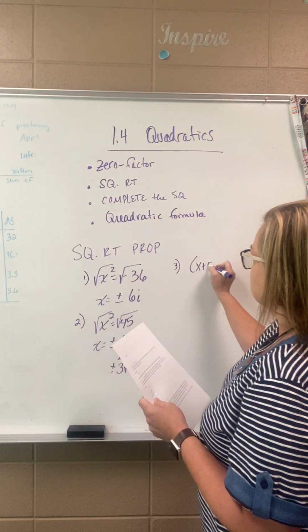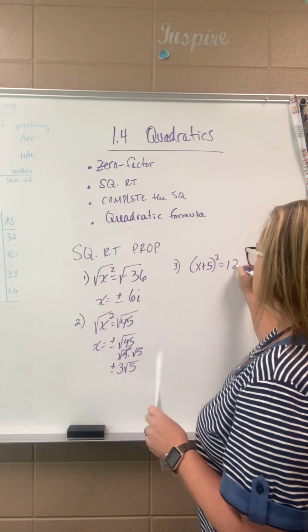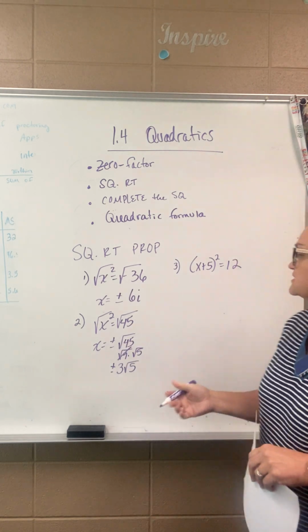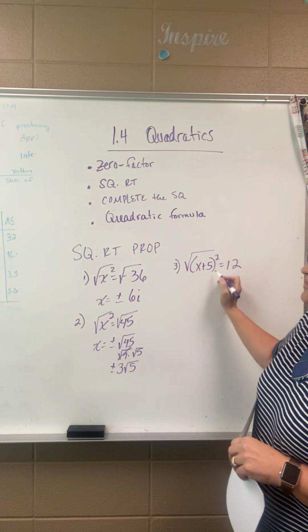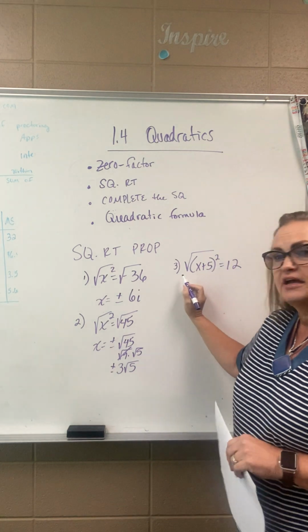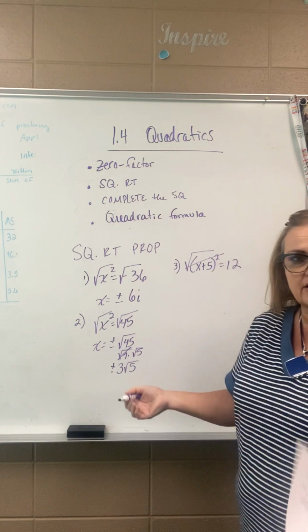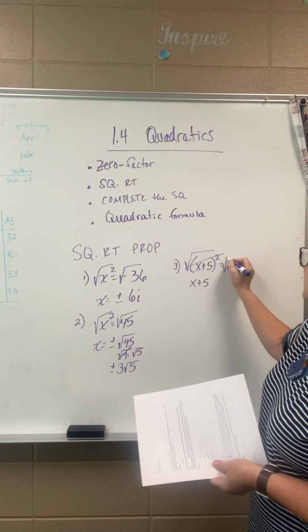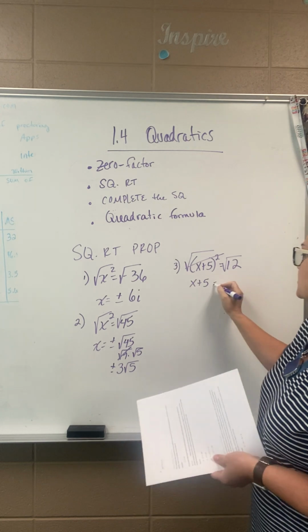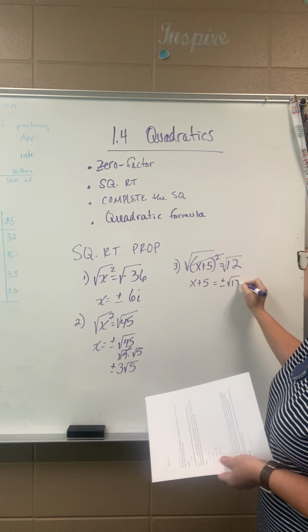Okay, number 3. If you had a quantity squared equals a constant, this process also works there. When you square root this quantity, the parentheses squared and then square root undoes that, releasing the x plus 5. What you do to one side, do to the other side. Don't forget to say plus minus when you do so.